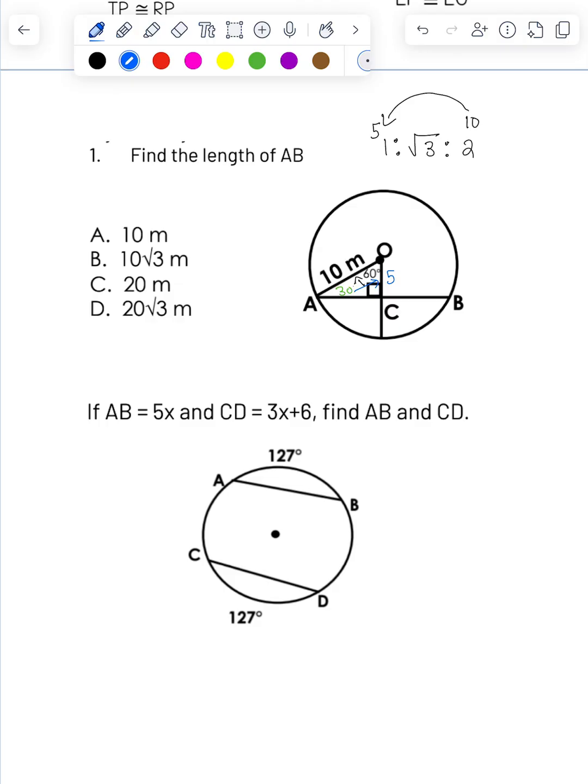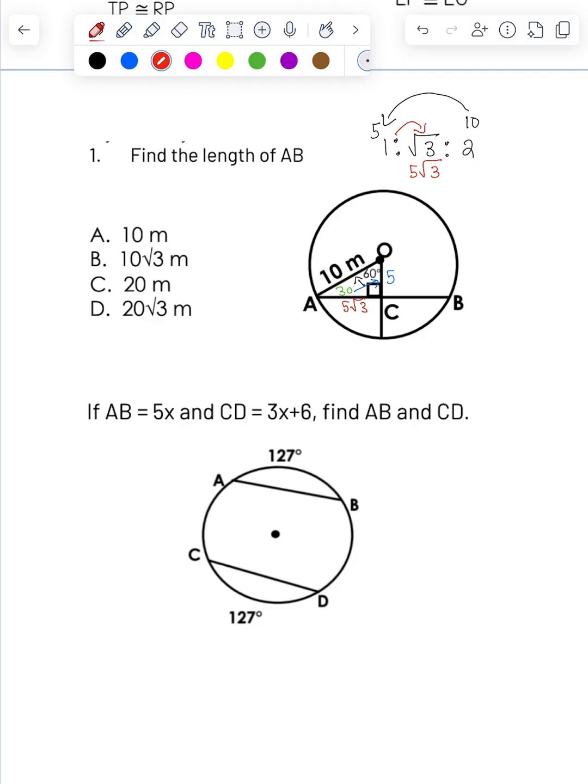And then we could find the length of AC. AC is the middle biggest side of the 30, 60, 90 triangle. So to get from the smallest to the middle biggest side, all we need to do is take the smallest side and multiply by radical 3. So 5 times radical 3 would be 5 radical 3. So 5 radical 3 is the length of segment AC.